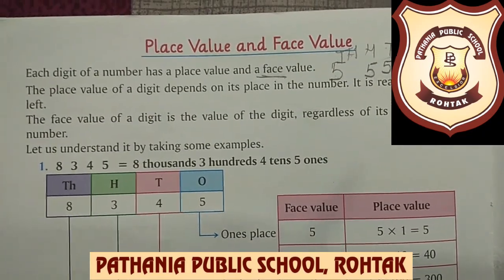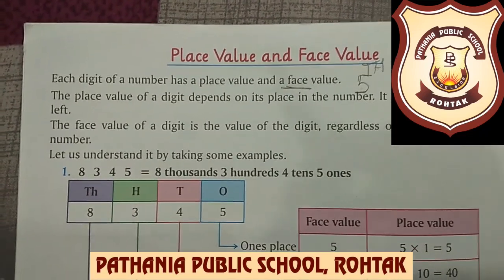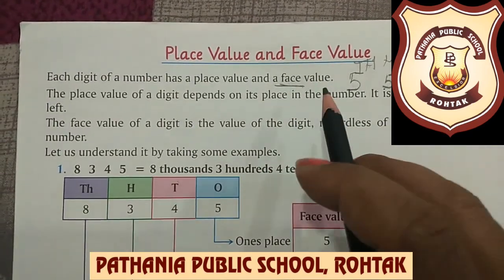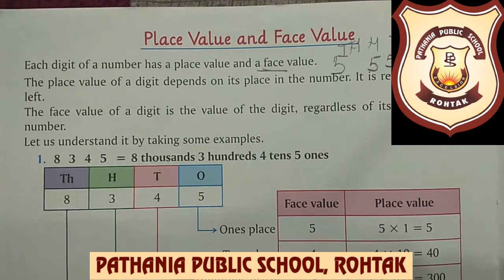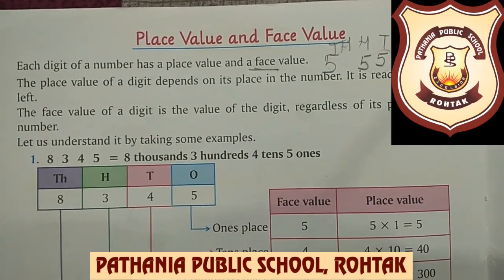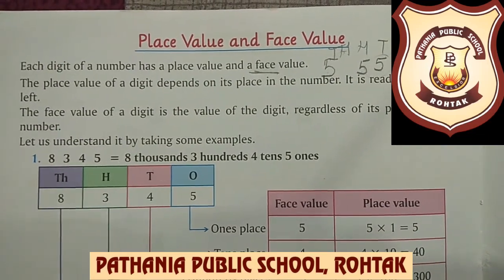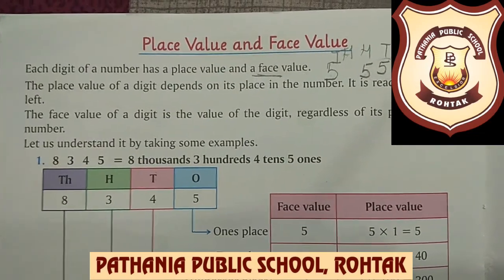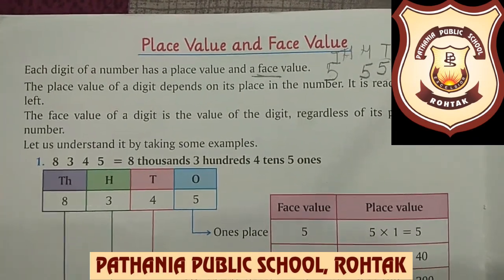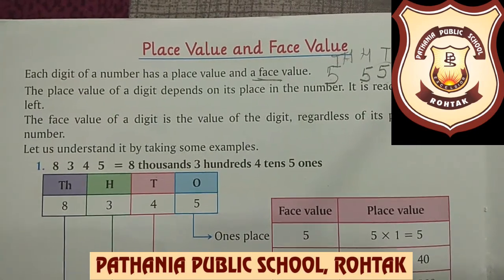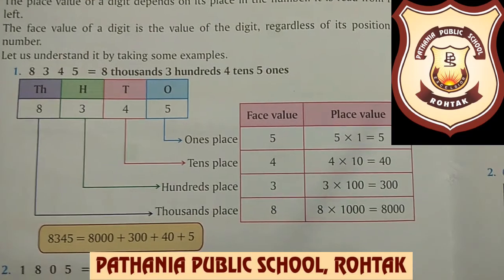The place value of a digit depends on its place. For identifying the place value, we need to identify the place of the number. But for identifying the face value, the place of the number doesn't matter, as the face of the digit will remain the same regardless of its position. Whatever its position or place, the face of the digit always remains the same. Now let us understand it by taking some examples.